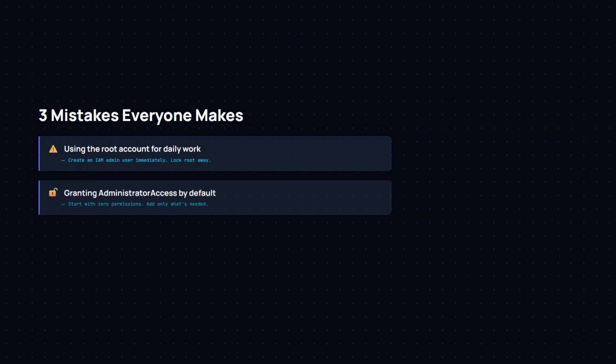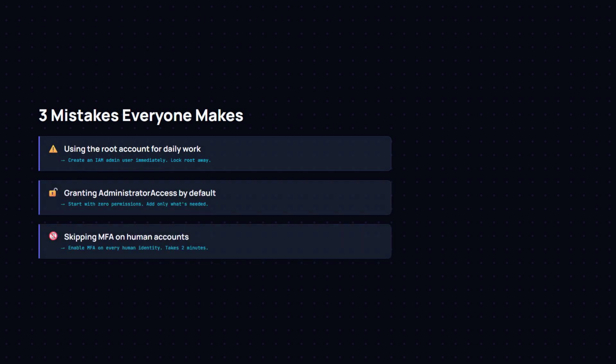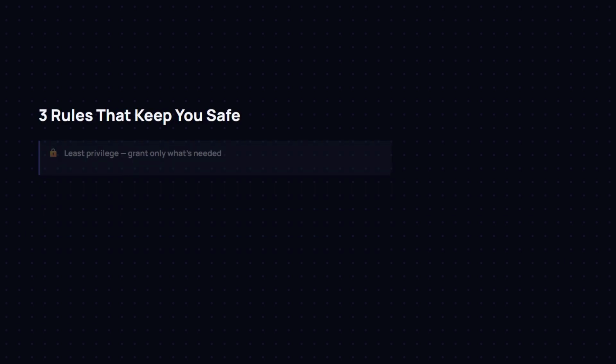The 3 mistakes that get teams into trouble. Using the root account for daily work. It bypasses all restrictions and can never be limited by a policy. Granting administrator access, because it's faster than figuring out the right permissions. A compromised Lambda with admin access can delete your entire infrastructure. And skipping MFA on human accounts. It's the single most effective control you can enable, and it takes 2 minutes.